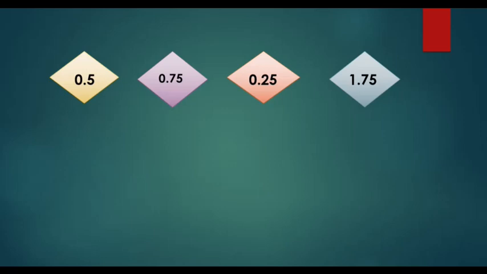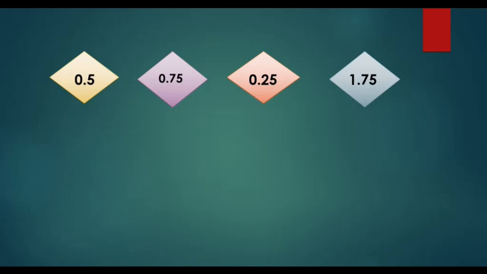So let's have 4 different diamonds having 4 different decimal values. Now we have to arrange these 4 blocks in increasing order of decimals, which means from smallest to the biggest. So let's quickly recall the steps in mind and visualize.